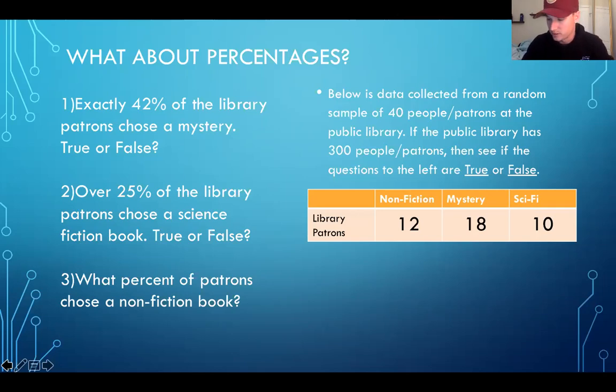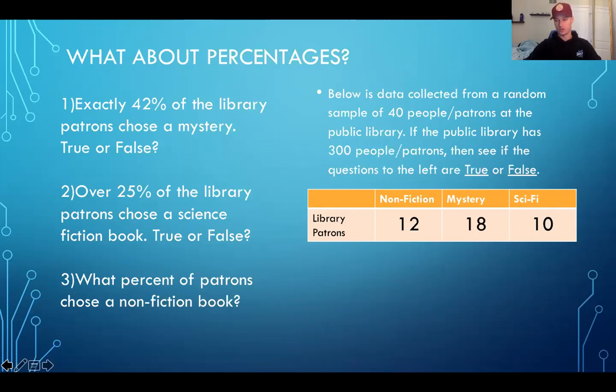Well, we can set that up as a simple fraction. 10 chose science fiction, over 40 surveyed, which is 1/4. 10 over 40, which is equal to 25%. So that is false because it says over 25% of the library patrons chose a science fiction book, and exactly 25% chose. Simple. So what percent of patrons chose a nonfiction book?